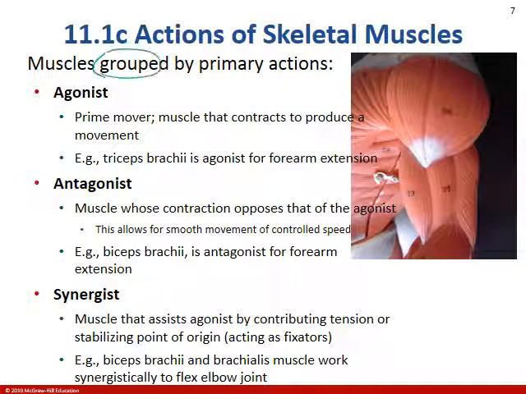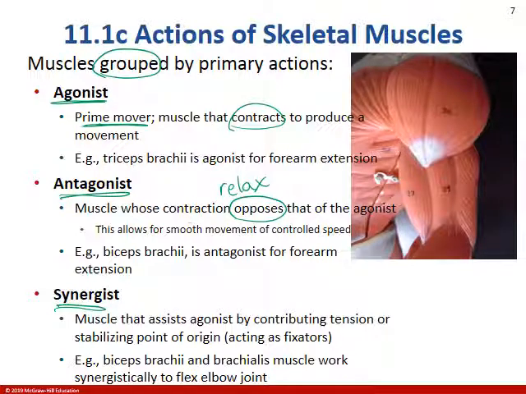So muscles work in groups. So it's kind of like coordinated action to make an event happen. And when these muscles work in groups, they each have a function. So the agonist is the prime mover. It's the muscle that contracts. Then you have the antagonist. That's the muscle that opposes. And if you're opposing contraction, you're doing relaxation. And then the synergist is going to assist the prime mover, or the agonist.